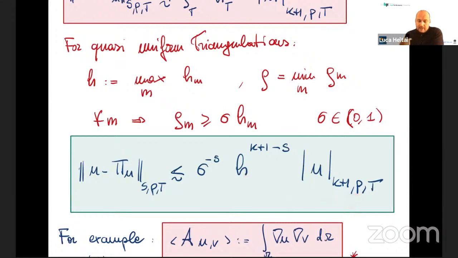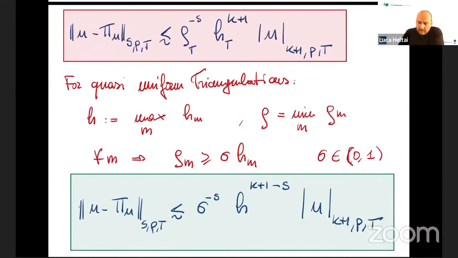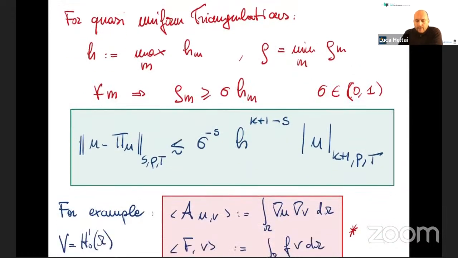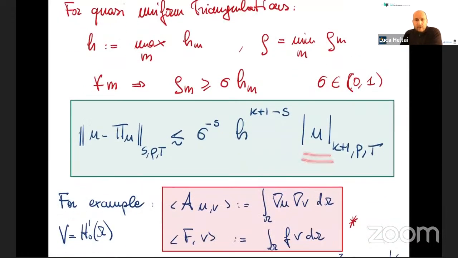And of course, there are several ingredients in this estimate. So the first ingredient in the estimate is the following. This is a k plus one here on the right, and there's a minus s here. And the k that is written here is the one that is used for the polynomial approximation. So if you know that the solution you have is more regular, for example, than H2, because this would be k plus one. So for example, if you only had H1 regularity, you can only control the H1 error up to a power one on the size of the triangulation.